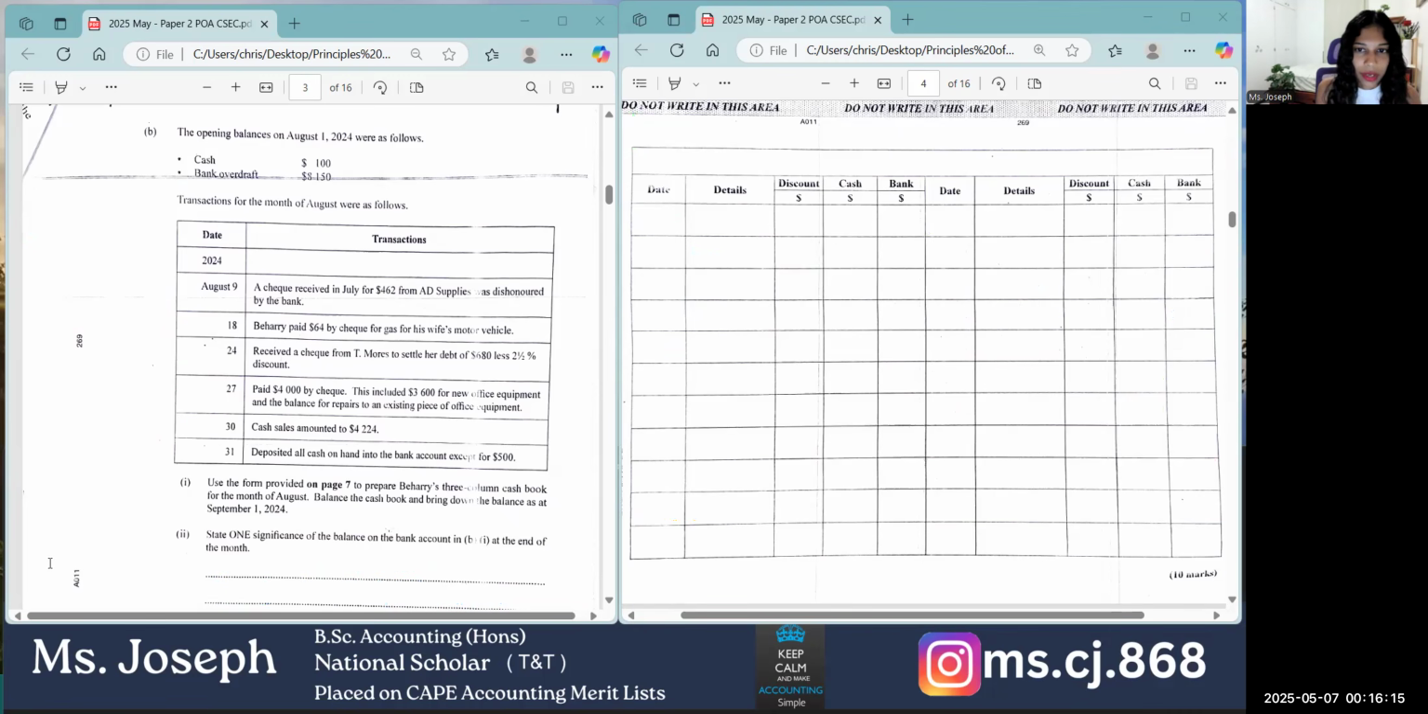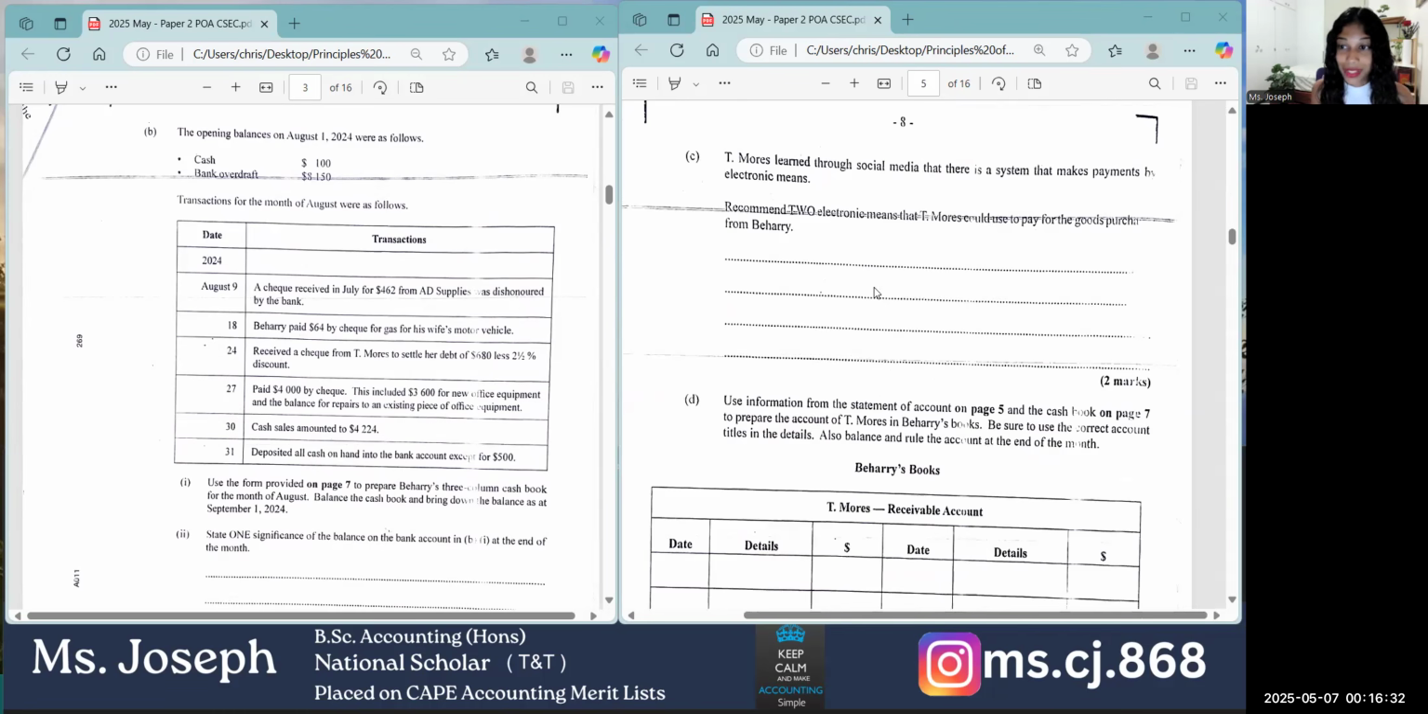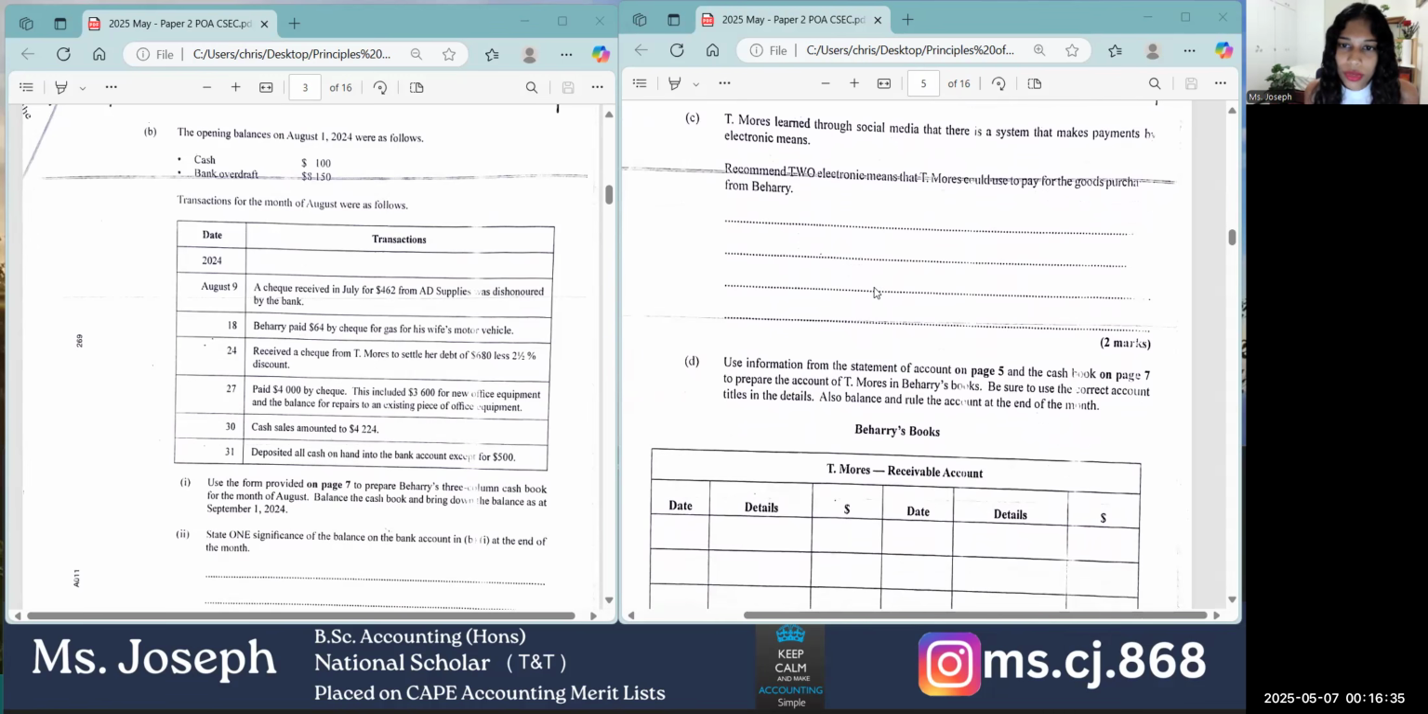Let's go on to the next part. Part C. Timors learned through social media that there is a system that makes payment by electronic means. Recommend 2 electronic means that Timors could use to pay for the goods purchased from Bihari. When we say electronic means, it's something that is taking place not physically, but basically over the internet per se.